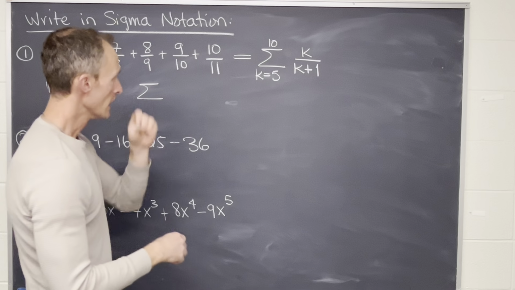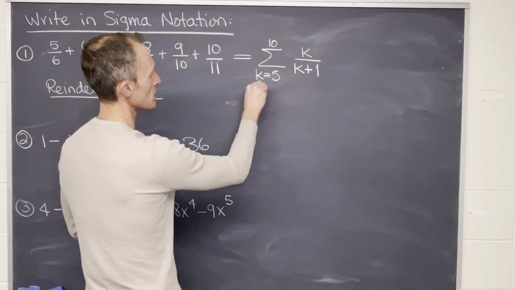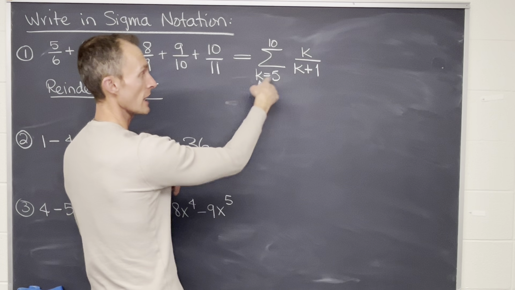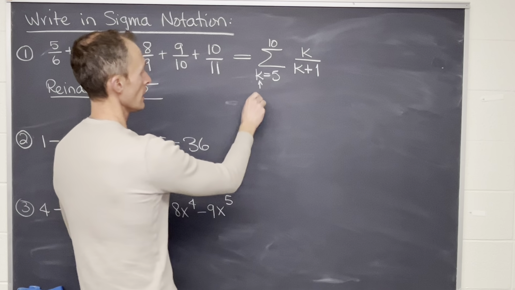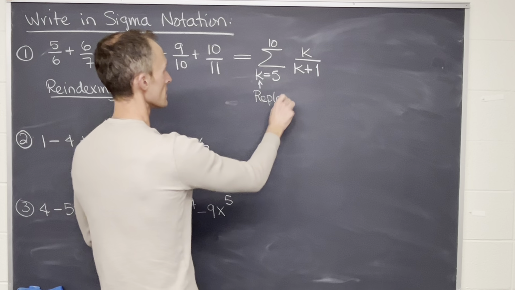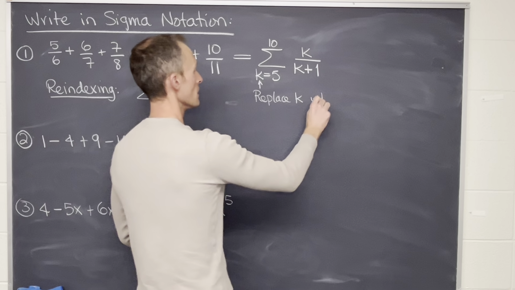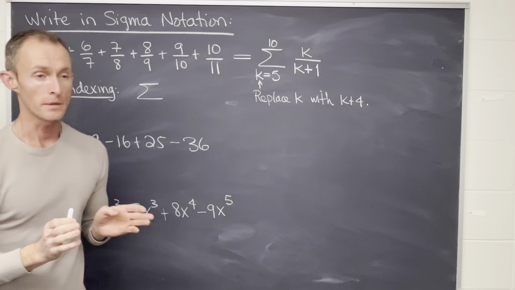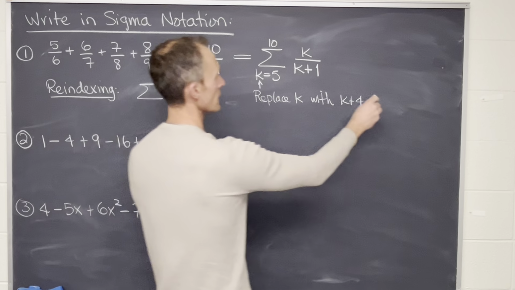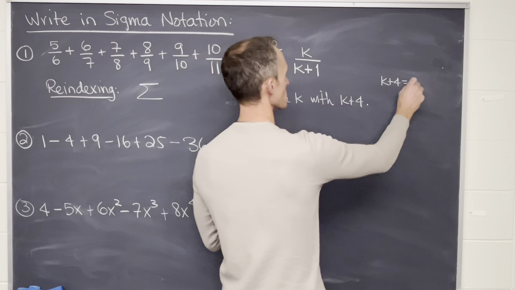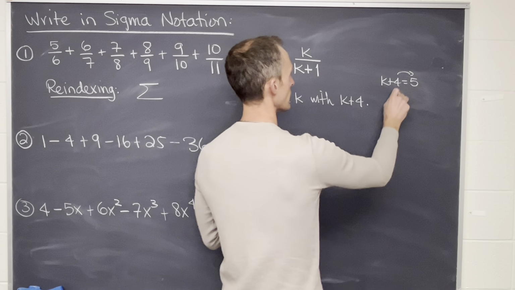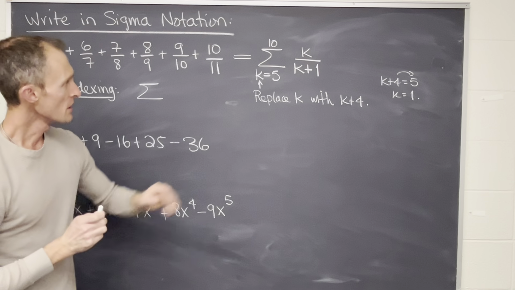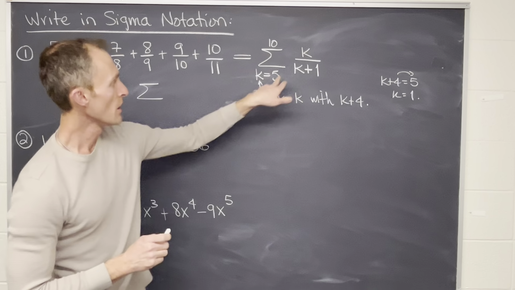The way that you do it is you say, what would I need to substitute in right there for that k in order to make this k equal to 1? And I contend that if you replace k with k plus 4, that would do it. Why is that the case? Well, if I plug in k plus 4 here, I get k plus 4 equals 5. I move the 4 over and I get k equals 1, and that's exactly what I want to do. So I'm going to replace all of the k's with k plus 4.